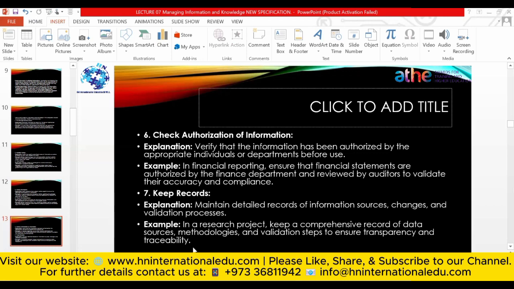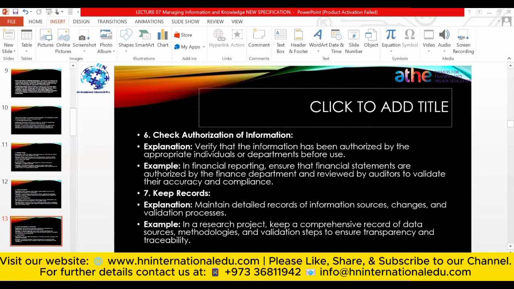Then we have keep records. Maintain detailed records of information sources, changes, and validation processes. For example, in a research project, in which we are gathering the primary or maybe the secondary data, keep a comprehensive record of the data sources, methodologies, and validation steps to ensure transparency and traceability.